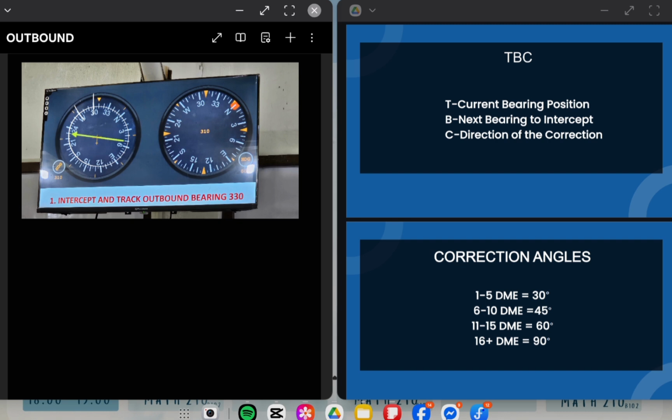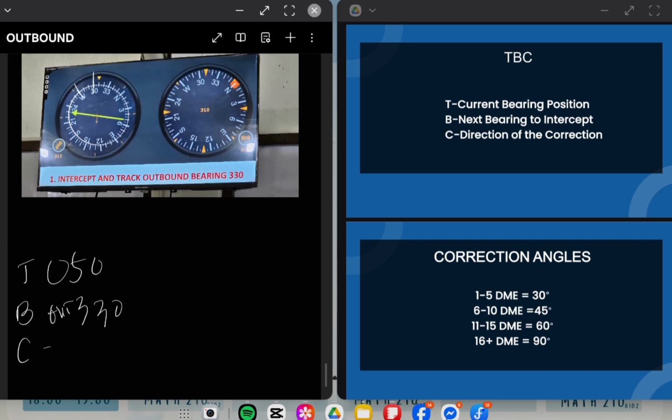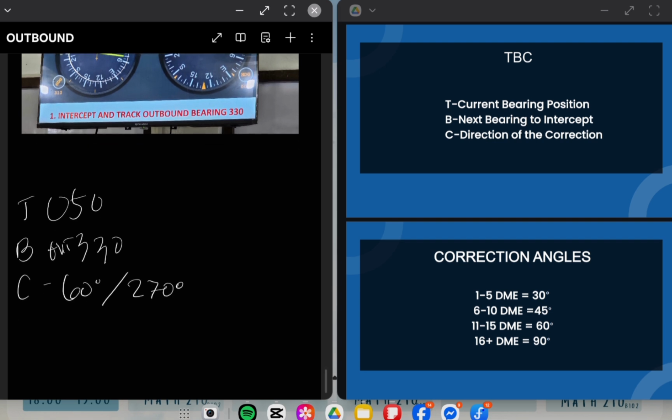It's that easy. So, tail is 050, bearing is 330, outbound bearing. Then, correction is 60 degrees. So, 60 degrees, 30, 60, it's 270. 270 is the correction, our intercept heading. Then the final heading, of course, is our outbound bearing, which is 330 degrees.